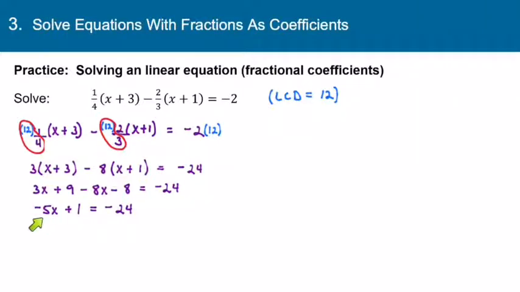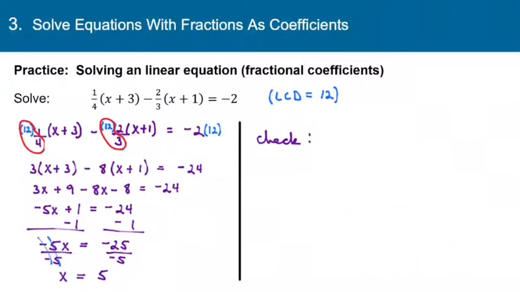Okay, now let's continue isolating the variable term. We'll say minus 1 on both sides of the equal mark. That will give us negative 5x equals negative 25. Now we want to isolate the variable, so divide both sides by negative 5. The negative 5's on the left side will cancel each other, and we'll get x equals negative 25 divided by negative 5, which is positive 5. And now we can check that solution.